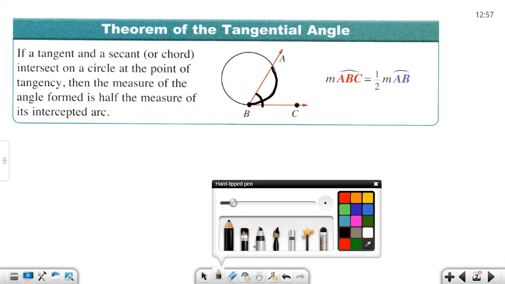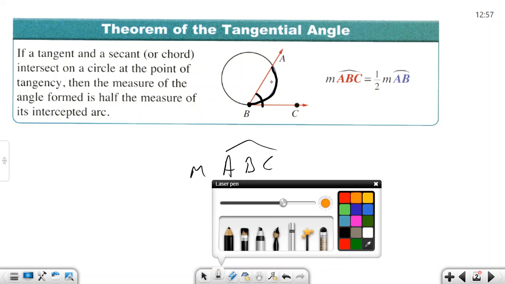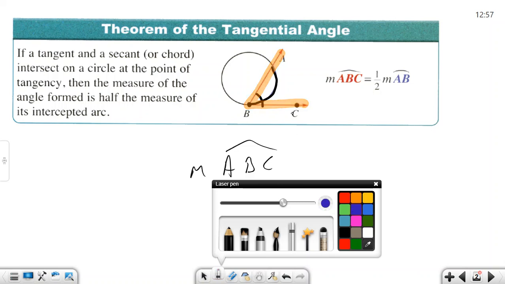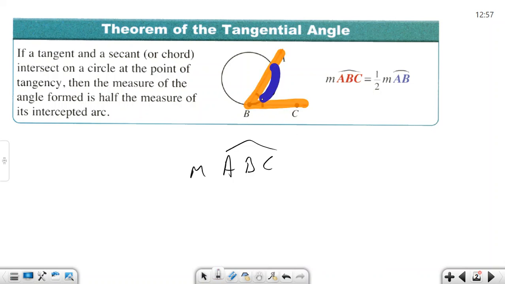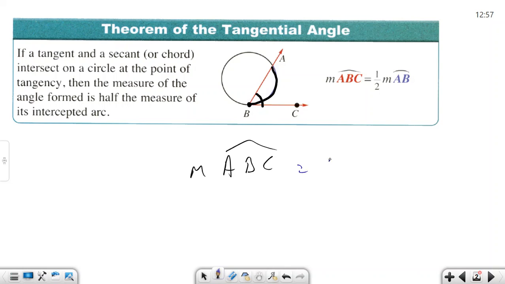So let's write it. Measure of angle ABC is all the time half of the arc that stays inside the angle. So what is that for this example? Measure of angle ABC is equal to measure of arc AB divided by 2, or 1/2 times measure of arc AB.